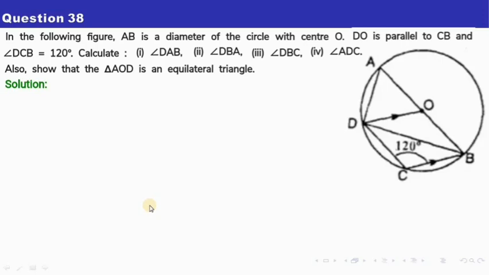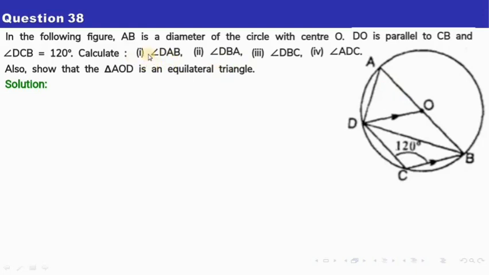Now let us have a look at the 38th question. The question says, in the following figure, AB is the diameter of the circle with center O. DO is parallel to CB, and angle DCB is given to be 120 degrees. We need to calculate DAB, DBA, DBC, ADC. And later on we need to show that triangle AOD, that is this triangle, is an equilateral triangle. So let us go one by one.